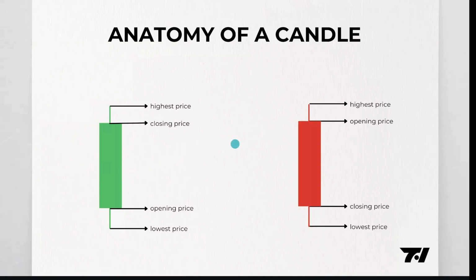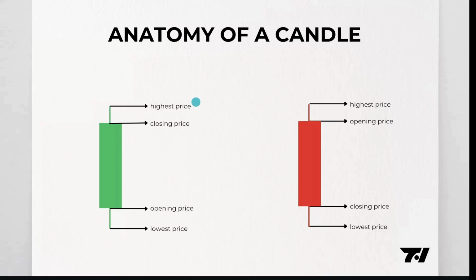Now, if you see the bearish candle, the opening price makes up the top of the body, and the closing price makes up the bottom of the body. So that is the difference between the bullish candle and the bearish candle: where it actually opens. The bullish candle always opens from the bottom of the body. The bearish candle opens from the top of the body. And the bullish candle closes at the top of the body, and the bearish candle closes at the bottom of the body.